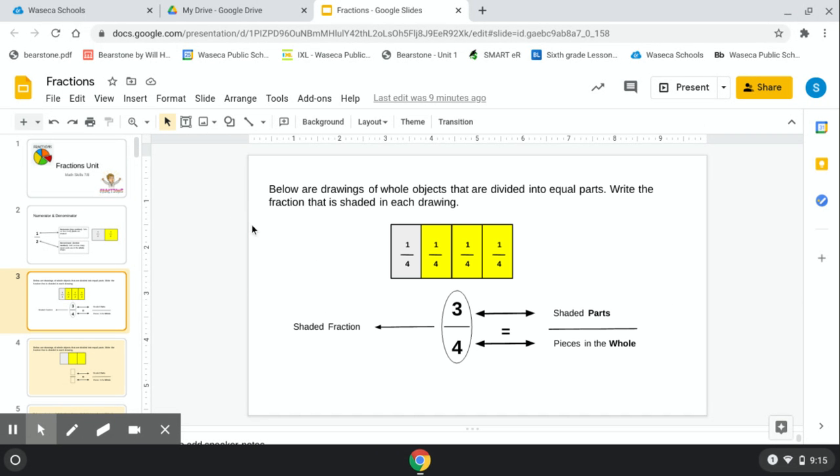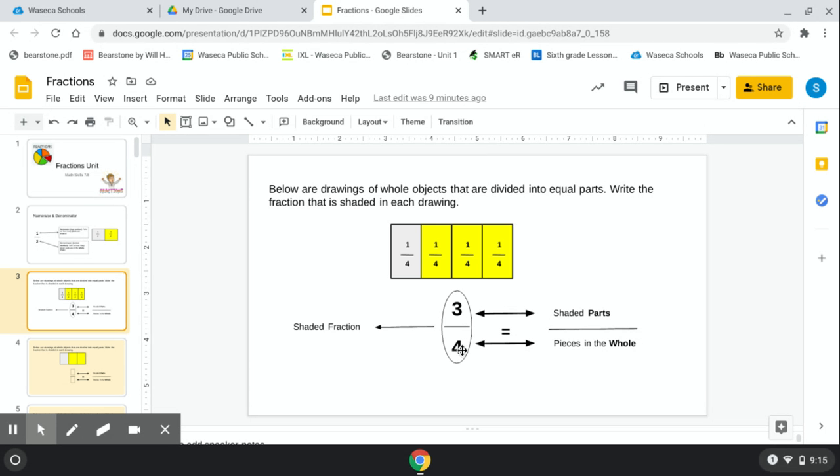So let's use those numerators and denominators. We are going to write the fraction that is shaded in each drawing. And the shaded part is the yellow part. So we know the top number, or our numerator, is how many parts are shaded yellow. I see that 1, 2, 3 parts are shaded yellow. So 3 would be our numerator.